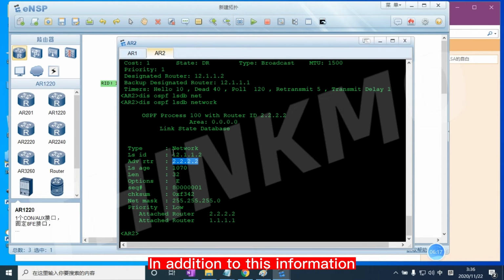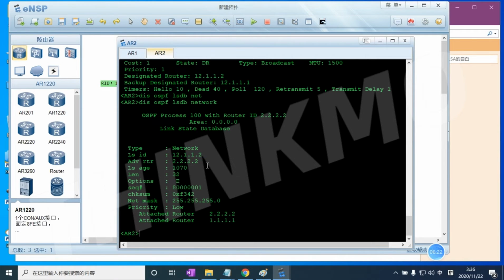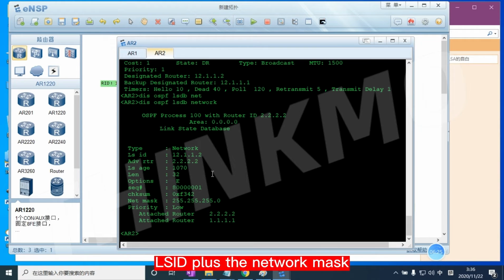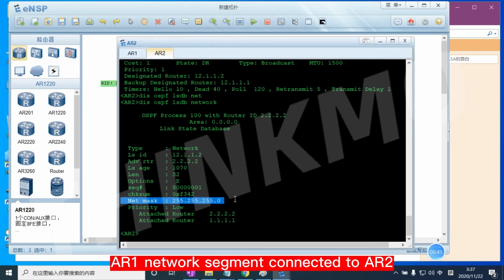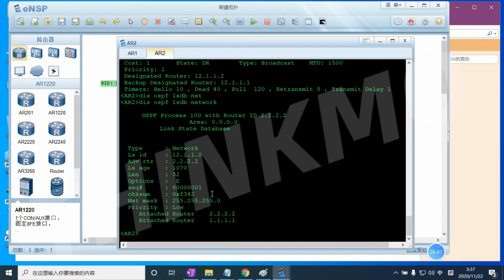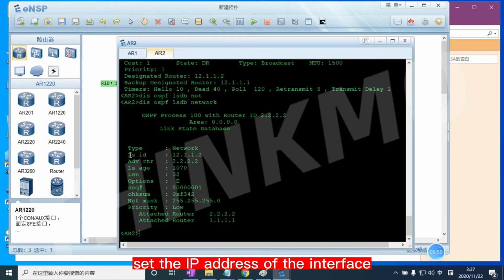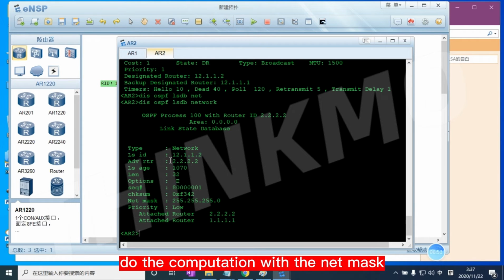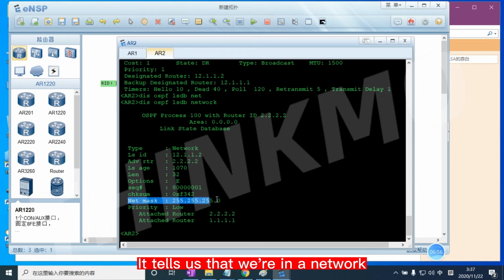In addition to this information, it also describes the network mask. So what does it do? The LSID plus the network mask, with an AND operation, gives you the routing information. Therefore, a Type-2 LSA not only advertises pseudo-nodes, routing information is also advertised. The routing information is really the network segment connecting AR1 and AR2: take the IP address of the interface and compute it with the mask. It tells us we're in a network.